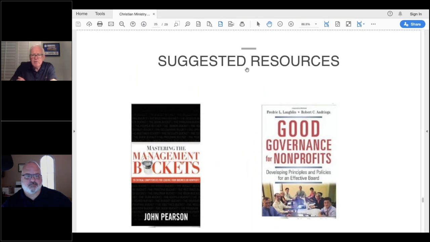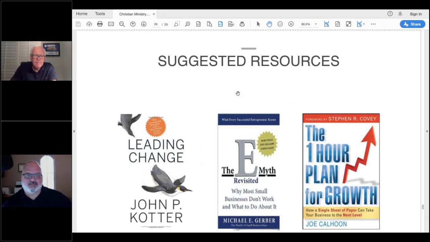A couple of resources, a couple of books. These are very helpful. I know most of these authors personally. Mastering the Management Buckets, Good Governance for Nonprofits, great books. These are written in a very pedestrian fashion. They are not 400-level college textbooks where sentences are 4 lines long. A lot of great tips, a lot of great ideas.